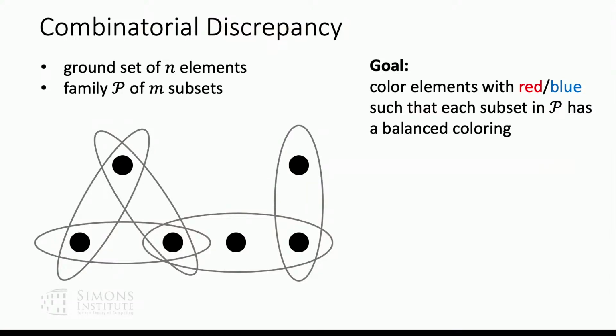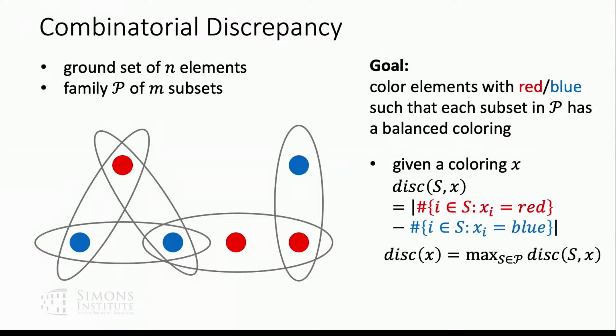So what does this mean? Imagine that this is my coloring. Basically, what I'm trying to do is minimize the maximum imbalance, in the sense that I want each of these sets to have roughly the same number of red elements as blue elements. Okay, very basic problem.